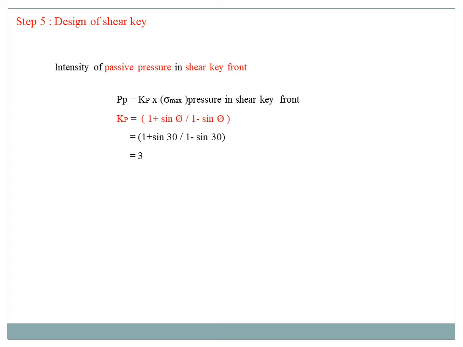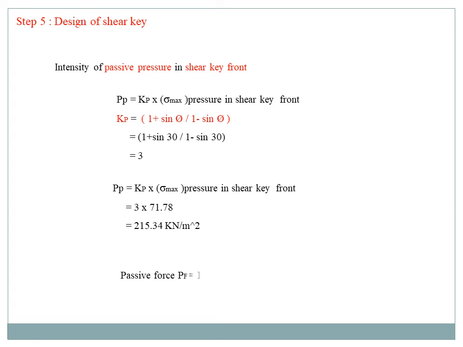So Kp is 1 plus sin phi divided by 1 minus sin phi. We know that phi is 30 degrees, given in our question. So Kp is equal to 3. Apply Pp is equal to Kp into sigma max. So Kp is 3 and Pp is pressure in shear key front. So our value is 3 into 71.78, equal to 215.34 kilonewton per meter square.